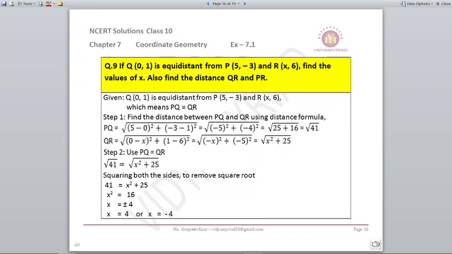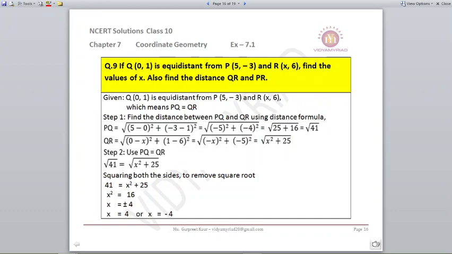So let us find PQ. Using the distance formula we get PQ as root 41, and QR we are getting as the square root of x square plus 25. Since it is equidistant, PQ will be equal to QR, and again we will square both sides. We get 41 is equal to x square plus 25 because the roots are removed. Using this we get x is equal to plus 4 or minus 4.